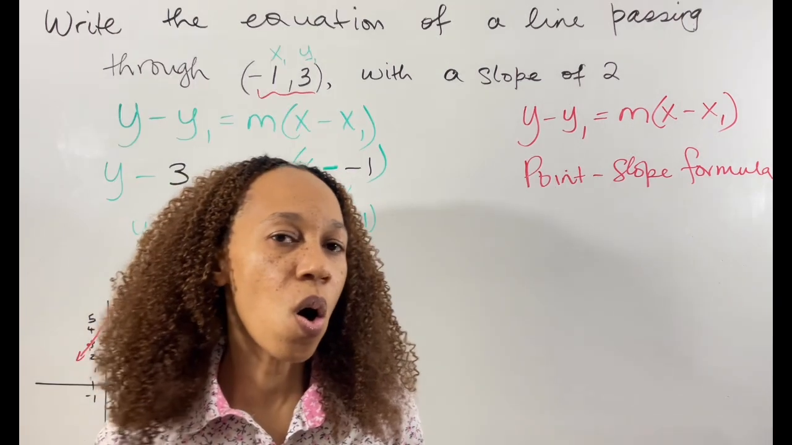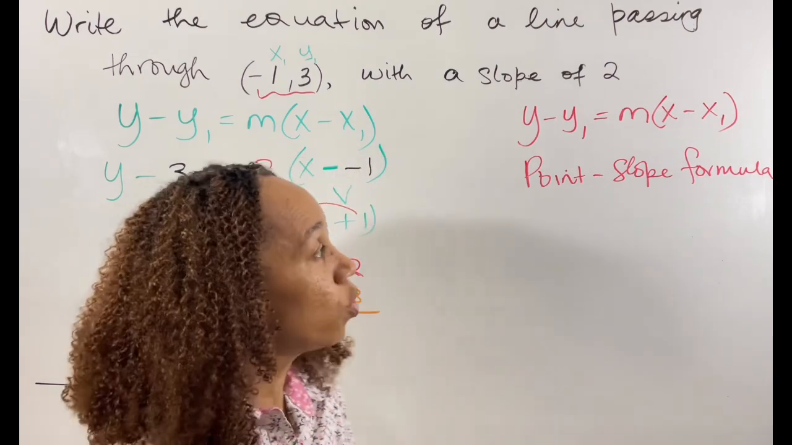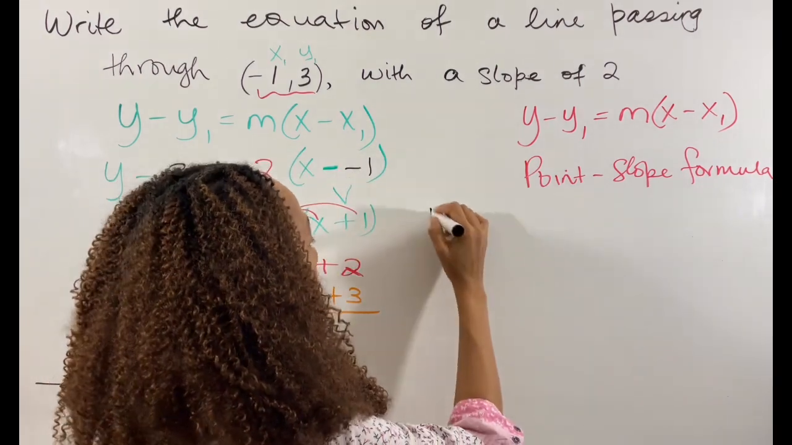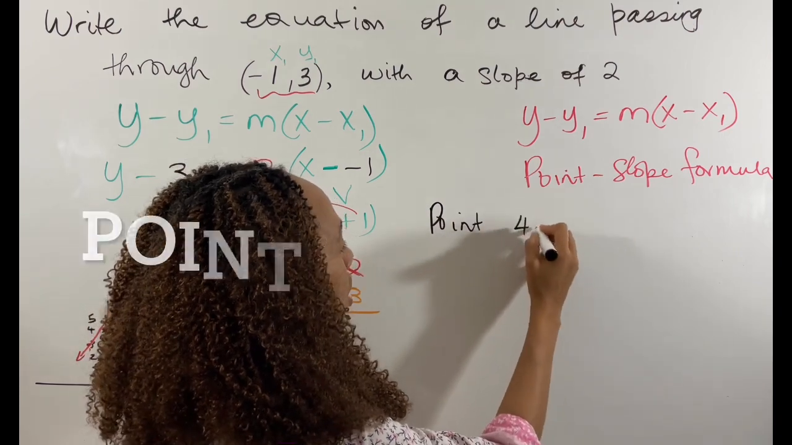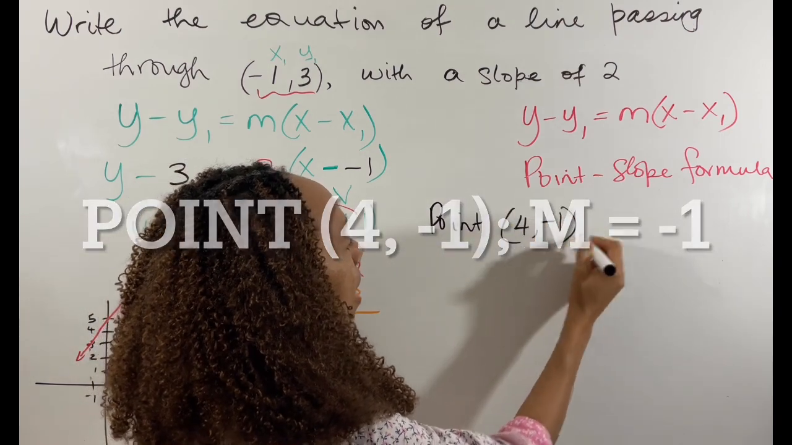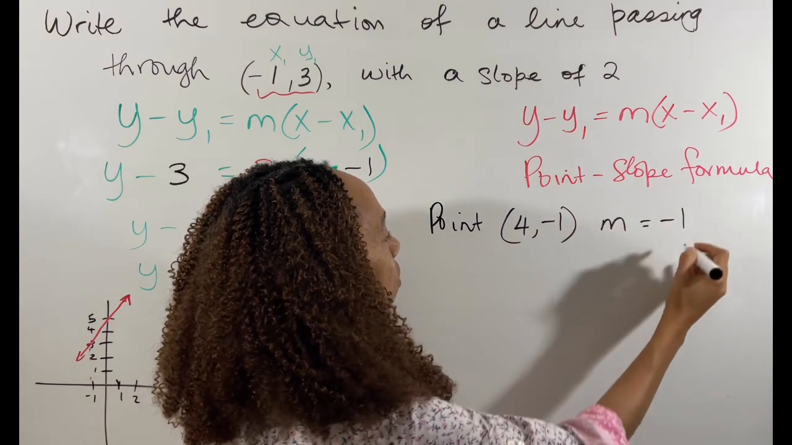Okay, I always like to give other examples, and I'm going to use literally a point here. Write an equation of a line passing through 4 comma negative 1, and the slope is going to be negative 1.